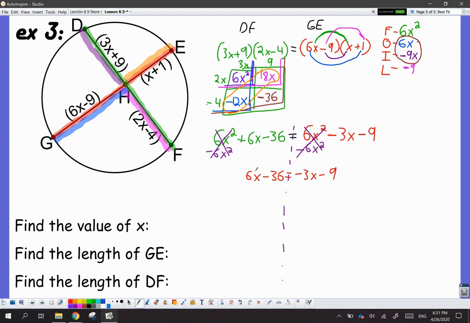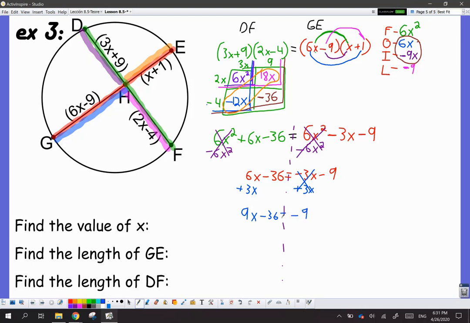So I'm going to look at the x's first, and I do have x's on both sides, so I need to cancel one. I'm going to cancel out the lowest one, which in this case is negative 3x. So since this is negative, I cancel out negative with positive, which means I'm going to add 3x to both sides. This cancels out. 6x plus 3x is 9x. And I have minus 36.